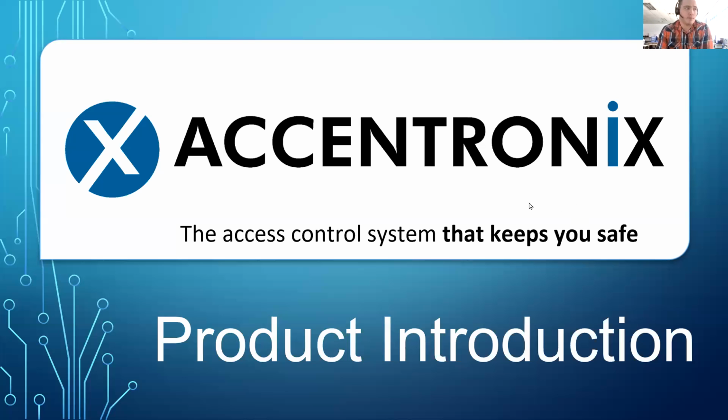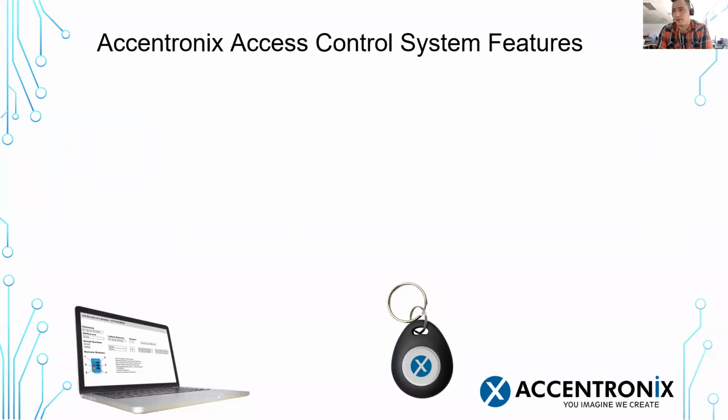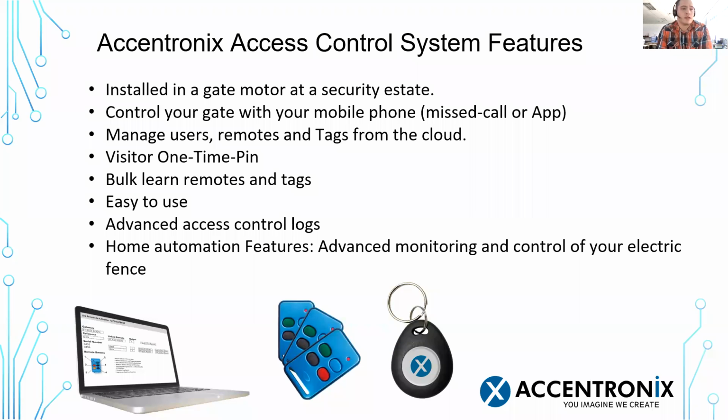A lot to cover. We are going to start by going over the features of the system. The system is installed directly in your gate motor. Control your gate with your mobile phone by giving the system a missed call or using the Accentronix Smart Home app. You can manage users, remotes, and tags from the cloud. All of our devices have visitor one-time PIN functionality. You can bulk learn remotes and tags. It's very easy to use, and with all our systems, you have advanced access control logs.